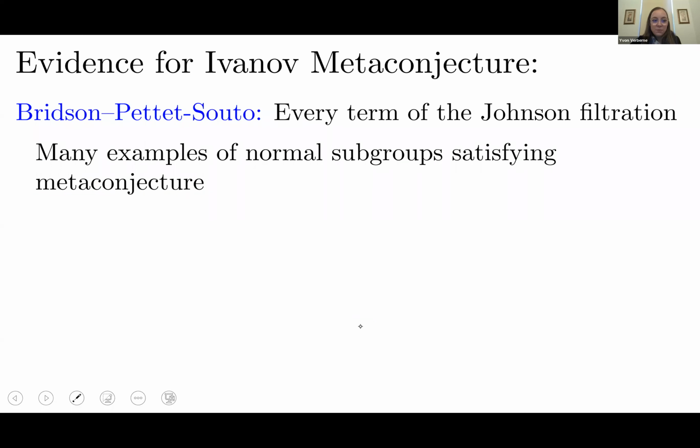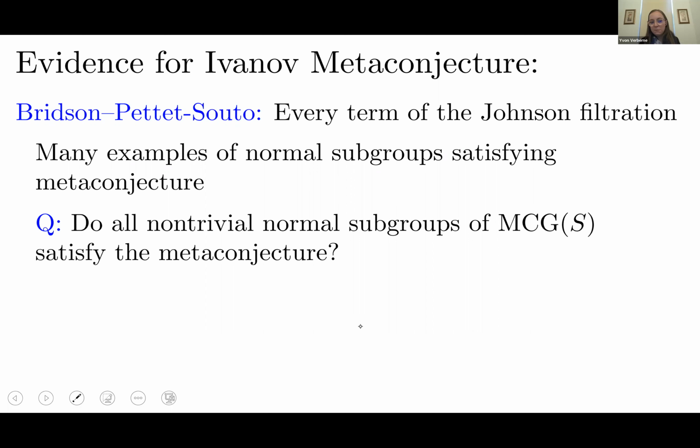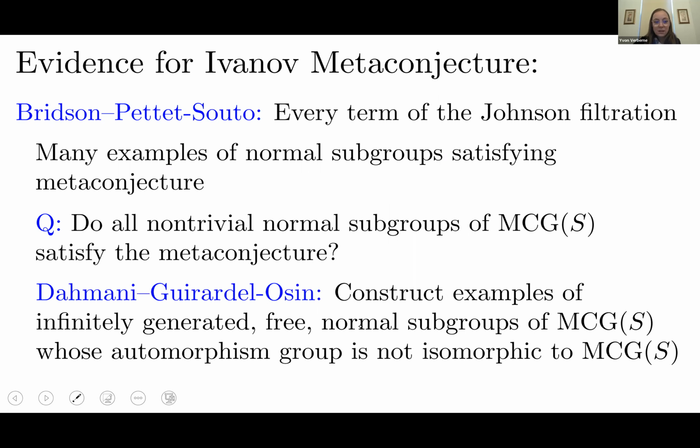So from this example, we see that there are so many examples of normal subgroups that satisfy the metaconjecture. So a question that would be natural to ask is whether all non-trivial normal subgroups of the mapping class group would satisfy the metaconjecture. Work by Dahmani, Guirardel, and Osin was able to show that this is not the case. What they did is they constructed examples of infinitely generated free normal subgroups of the mapping class group whose automorphism group is not isomorphic to the mapping class group.